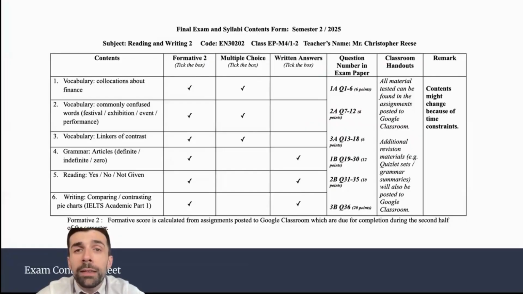Here, you can see the content sheet for EN30202. Take a few seconds to familiarize yourself with the content. So here we can see there are going to be 6 things tested on the test. Collocations about finance, commonly confused words, linkers of contrast, articles, reading, and writing for IELTS Academic Part 1.